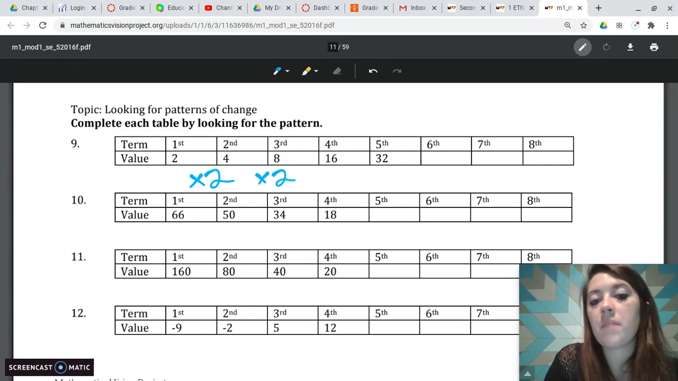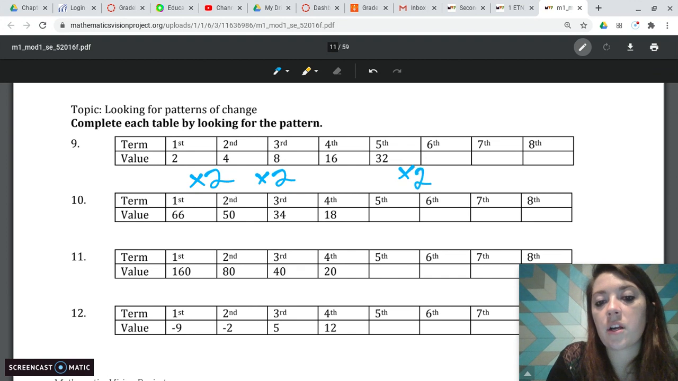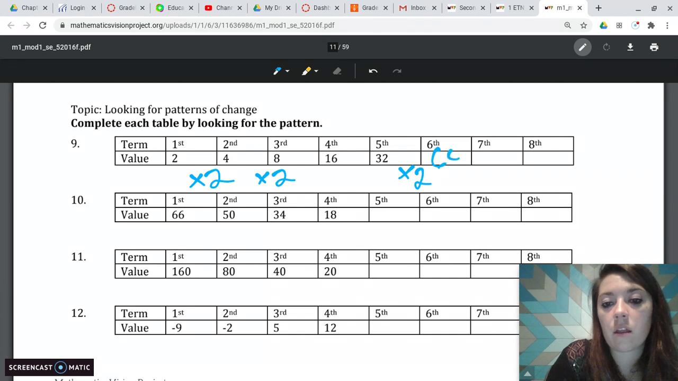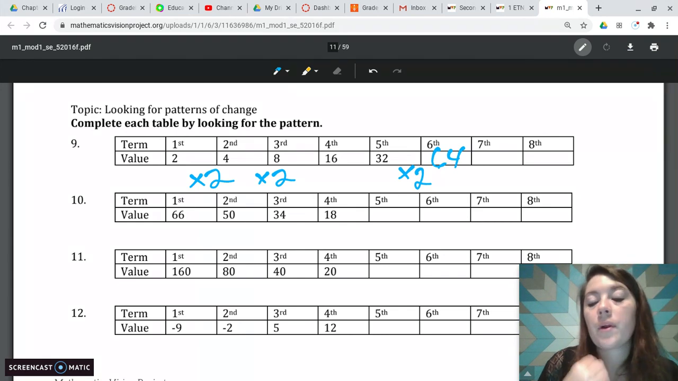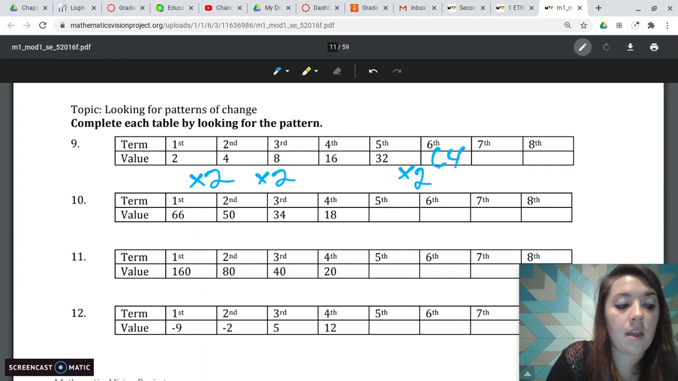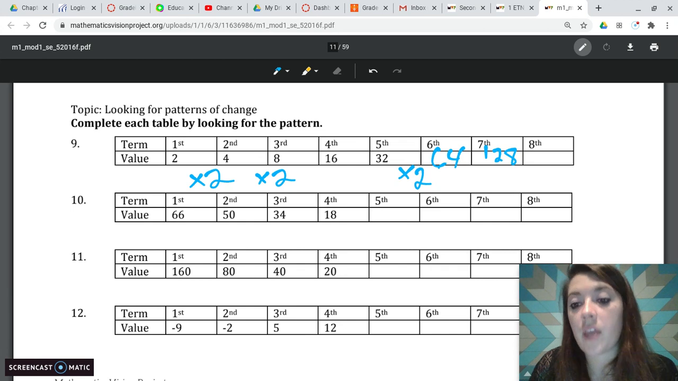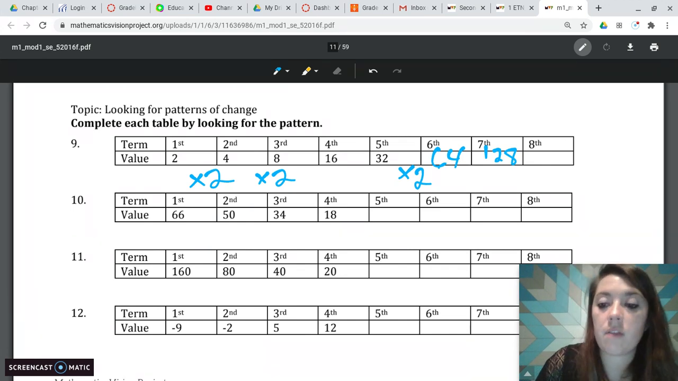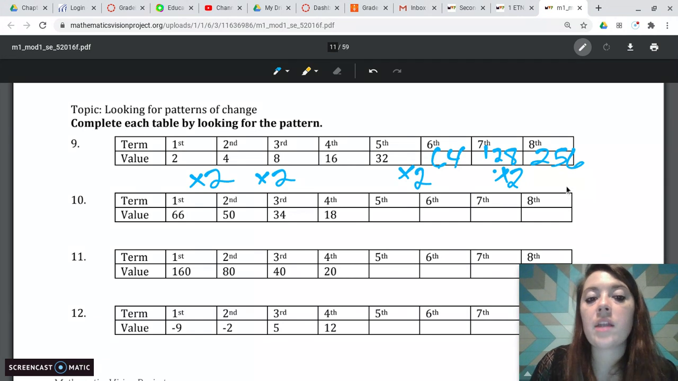We're multiplying by 2 each time. So that means to find our sixth term, we're going to multiply 32 by 2 to get 64. And then for the seventh term, same thing. We're going to take 64 and multiply it by 2. So that's going to give us 128. And then for the eighth term, same thing. We have to take the previous term and multiply it by 2. So we're going to take the 128 and multiply it by 2 to get 256. So that is what you're looking at here.